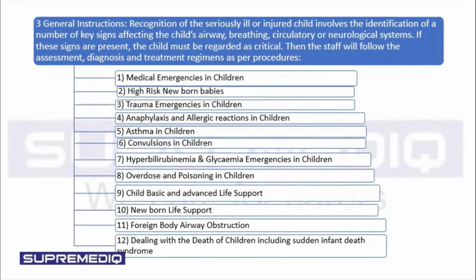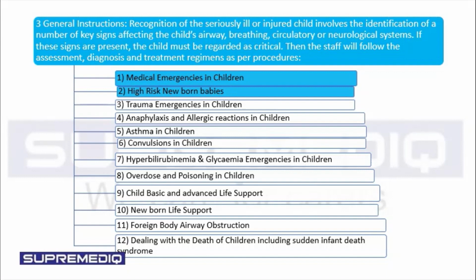3. General instructions. Recognition of the seriously ill or injured child involves the identification of a number of key signs affecting the child's airway, breathing, circulatory or neurological systems. If these signs are present, the child must be regarded as critical. Then the staff will follow the assessment, diagnosis and treatment regimens as per procedures.